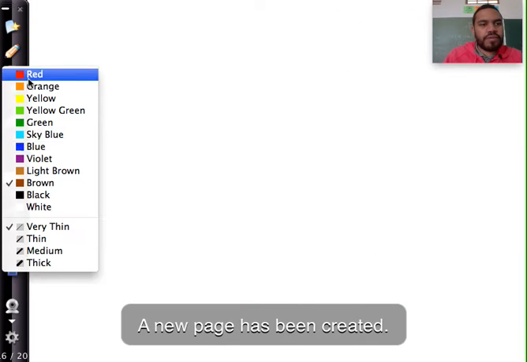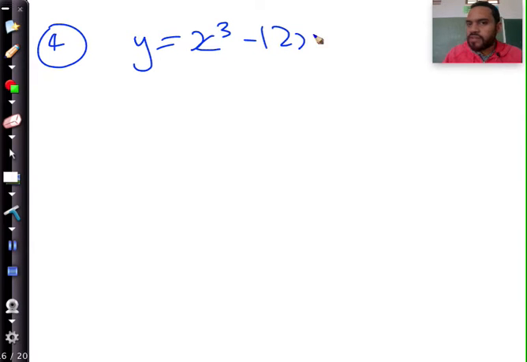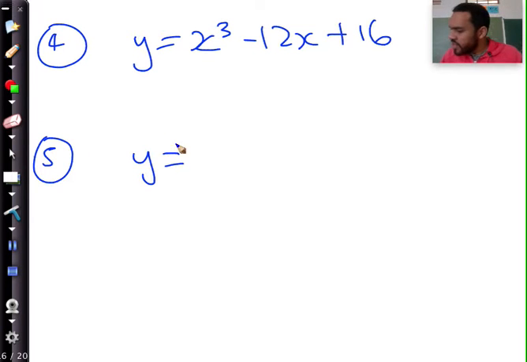For examples number 4 and number 5, I'm going to let you draw them out, and then I'm going to see what they look like on Desmos, and you can compare your answers, right? So example number 4 from your table was y equals x cubed minus 12x plus 16, and number 5 was y equals x cubed. Was it negative x cubed?